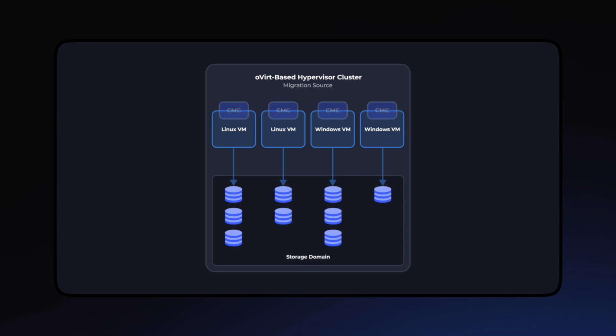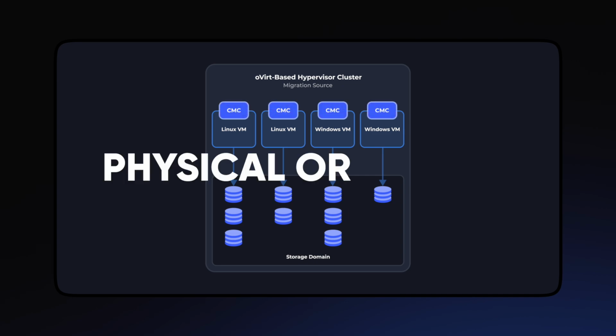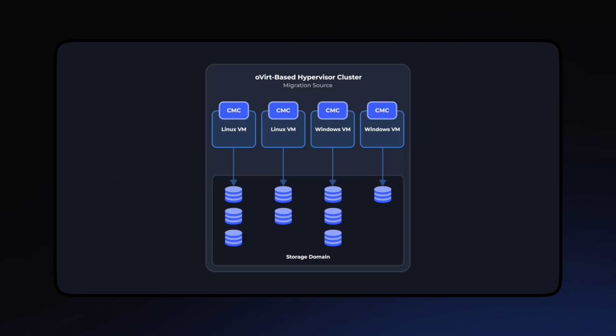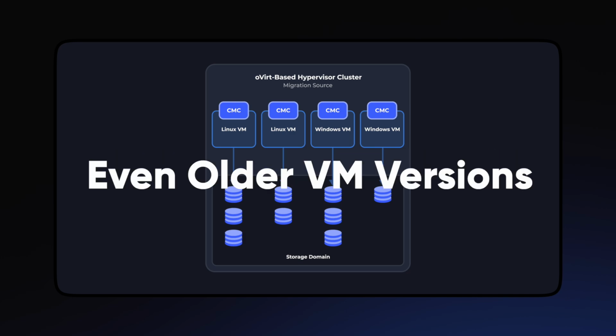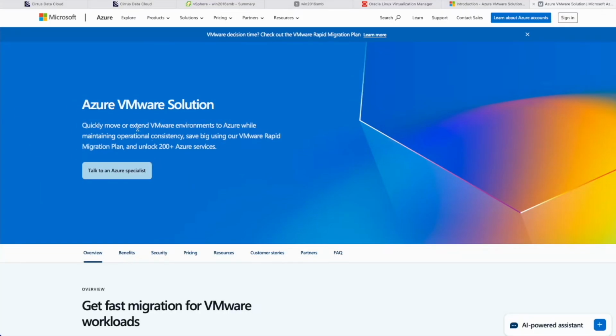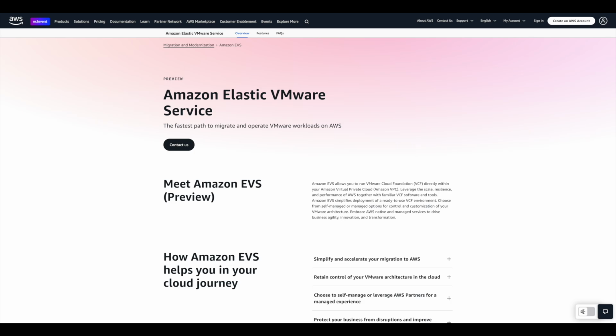First, we will deploy Cirrus Migrate Cloud on your Linux or Windows hosts. This host can be a physical server or a virtual machine from any hypervisor, no matter if it is on-premises or cloud. Our migration source can be any block storage. Even older versions of virtual machines from other VMware environments that do not support native migration to a vSphere client can be seamlessly migrated using Cirrus Migrate Cloud. Our destinations extend to Azure VMware Solution and Amazon Elastic VMware Service as well.